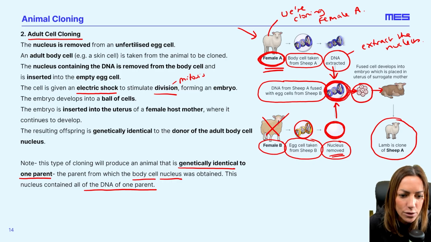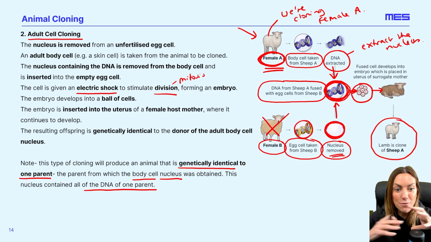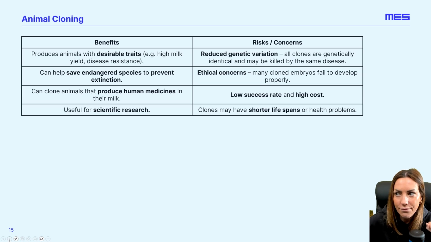Okay, so this is different to the embryo transplants where we just create an embryo and split it and the offspring are identical to each other. Here we're actually cloning an adult animal, just like we did with Dolly the sheep. Let's look at some pros and cons then of animal cloning.